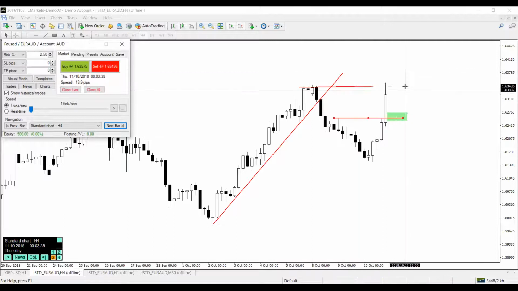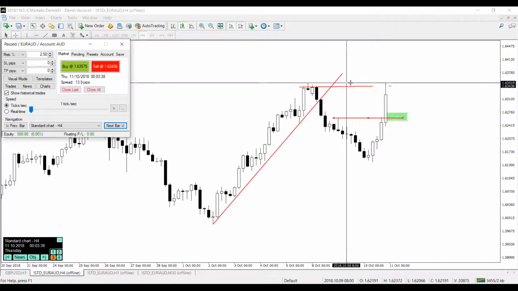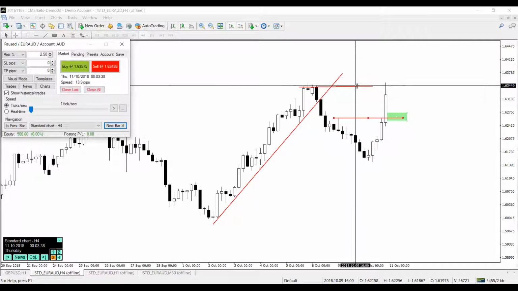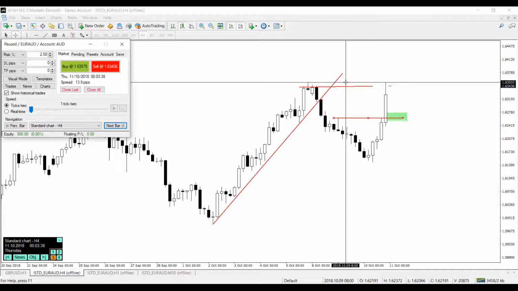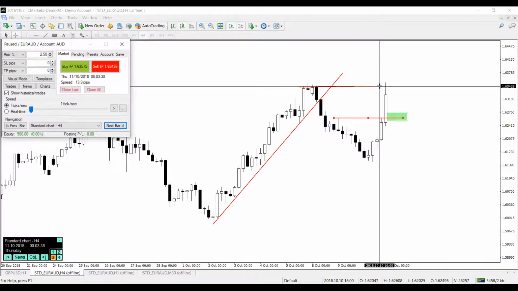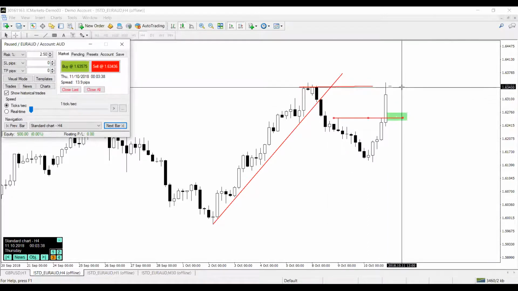Okay, what do we see now? We see a clear rejection of this higher high, which needs to be broken for us to look for a buy opportunity, indicating now that we can move on our lower time frame and possibly look for a sell, because this could be a double top formation. Yes, that's exactly what I wanted to hear, bro.